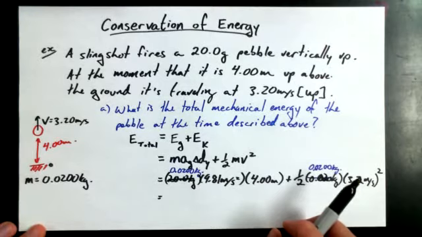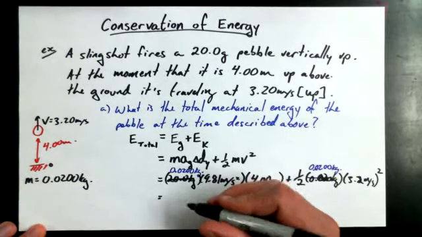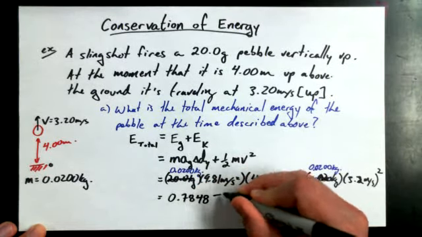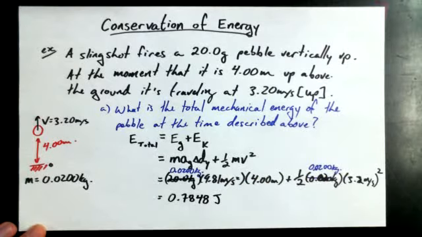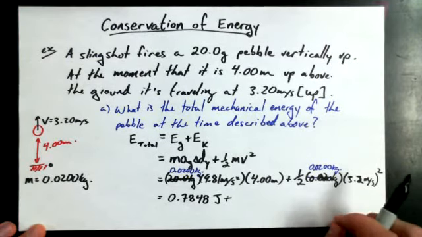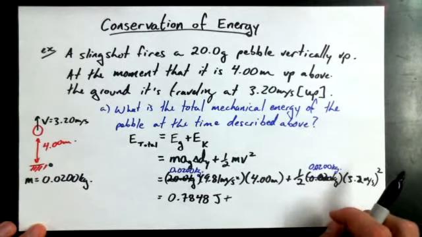I got for the first one, 0.7848 joules. We can check to make sure that it is in fact joules. I've got kilograms times meters per second squared times meters, so that'll be kilogram meters squared per second squared, and that's the definition of a joule. So yes, the units all work out. Plus, does anybody get the kinetic energy for me? Don't forget to square the 3.2. 3.2 squared times 0.5 times 0.02.